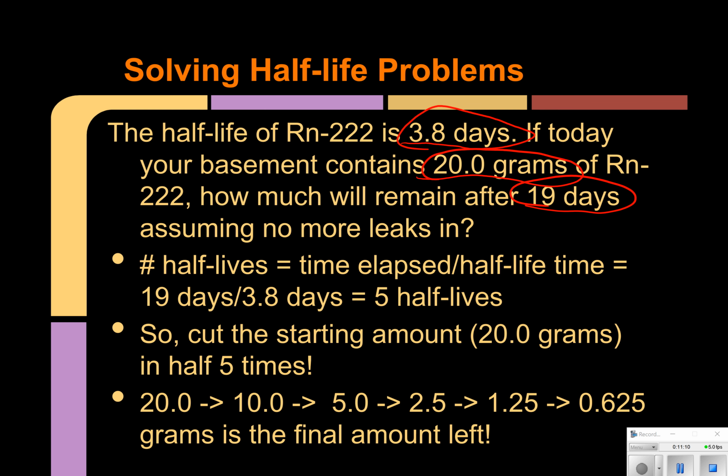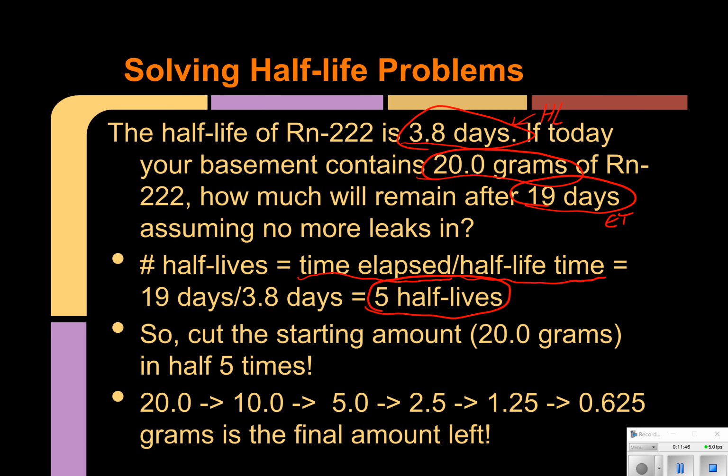So to figure out how many half-lives that radon-222 is going to go through, we're going to take the elapsed time, I'll abbreviate that ET, or time elapsed, and we're going to divide it by the half-life time, or HL. So we're going to get 19 days over 3.8 days, which is our half-life. And during these 19 days, that radon-222 is going to undergo 5 half-lives.